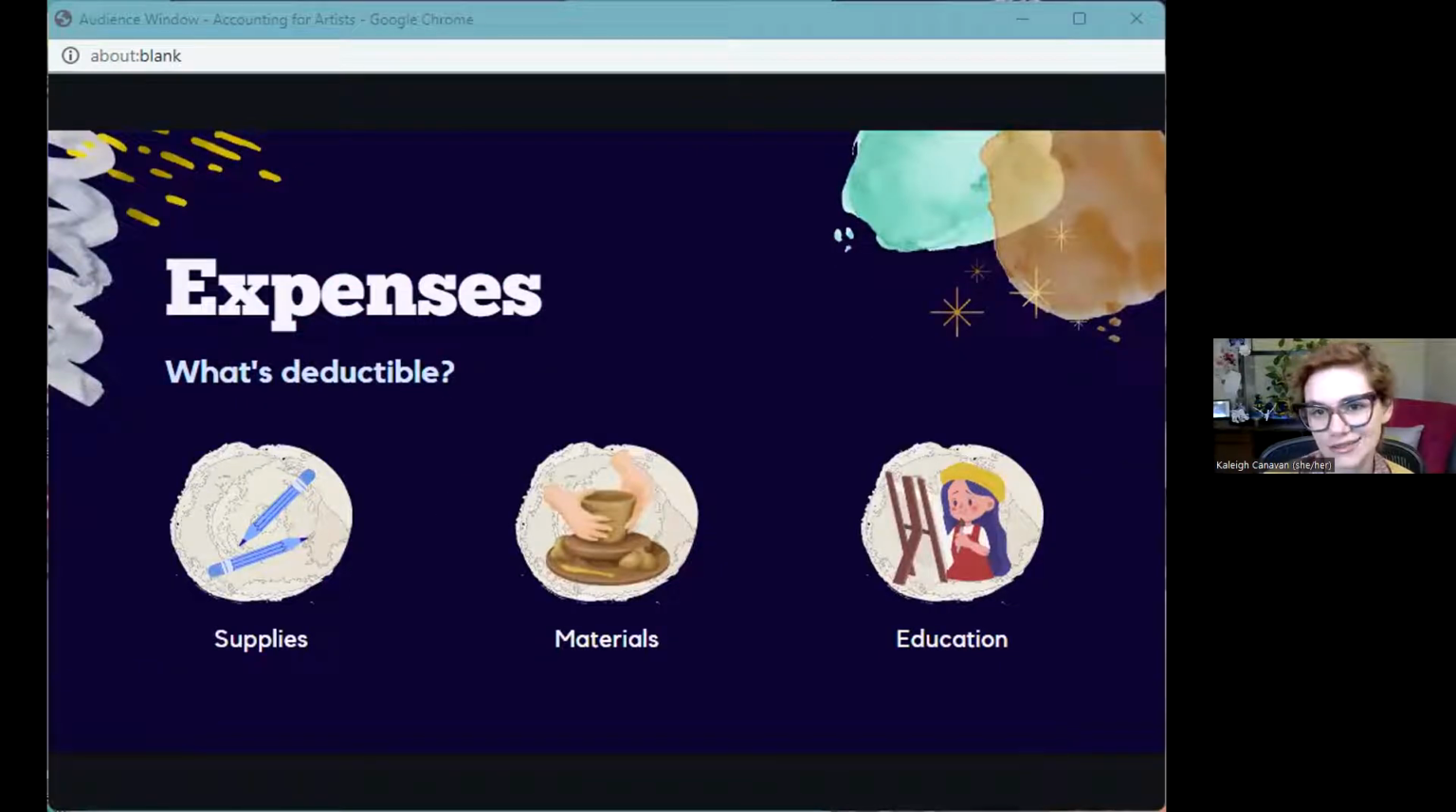Expenses. What's deductible, what's not? There's some really obvious ones like your supplies, be that office supplies or art supplies. Those are pretty much always going to be deductible. Guitar strings, if you're a musician, those types of things that you absolutely need to have in order to produce your art. Your materials is more customarily considered the actual things that go into what you're producing 100%. So that's your canvases, your clay, those sort of things that you need to replenish with each thing that you produce.